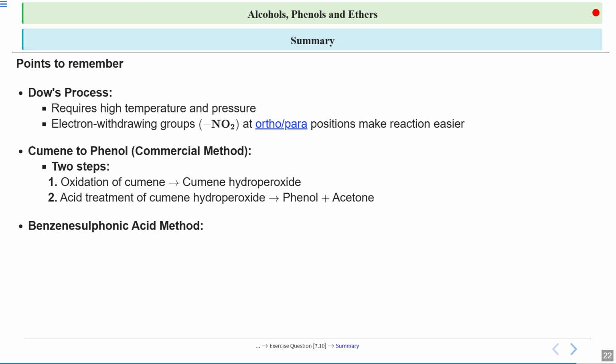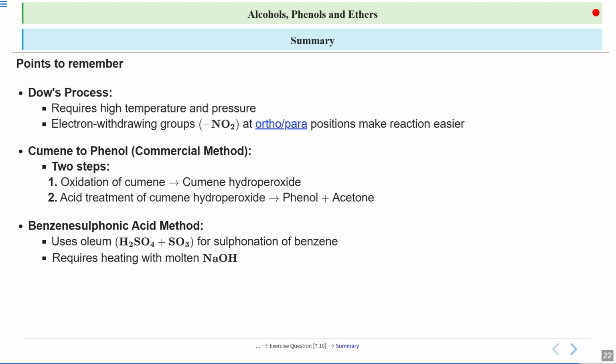We have also seen the benzenesulphonic acid method for the preparation of phenol, where we use oleum for the sulfonation of benzene to give us benzenesulfonic acid. Then that benzenesulfonic acid, when reacted with molten sodium hydroxide, converts to sodium phenoxide, and then you do the acidification of sodium phenoxide. Then you will get the major product, phenol.